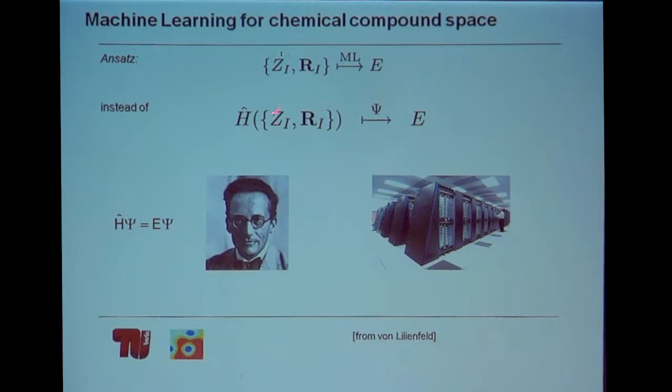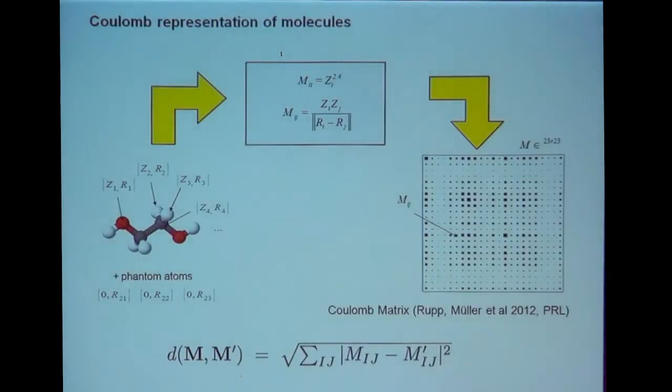So what I suggested was to use machine learning instead of doing this approximation, to treat the whole problem, the equation, as a stochastic problem and just predict the outcome of the equation, which was quite heretic and still is. And for this, of course, if you are a machine learner, you need to have a representation. So this is a molecule. It comes with a coordinate of every atom and a nuclear charge.